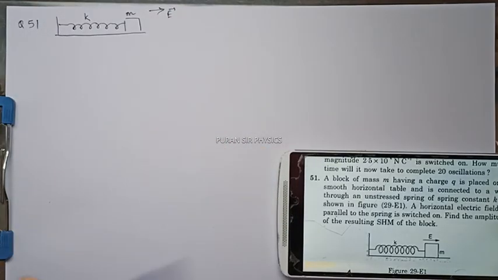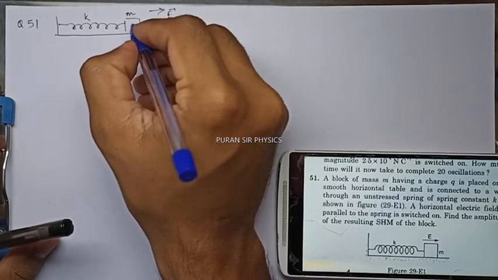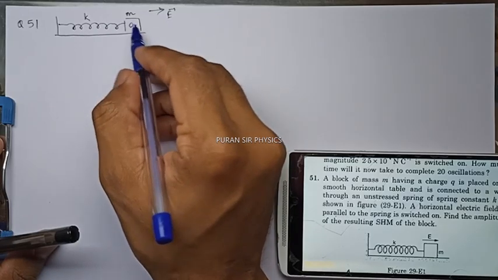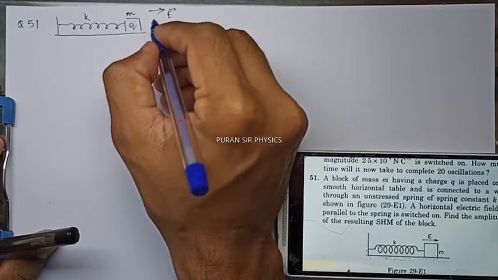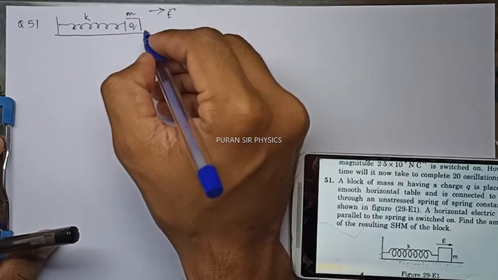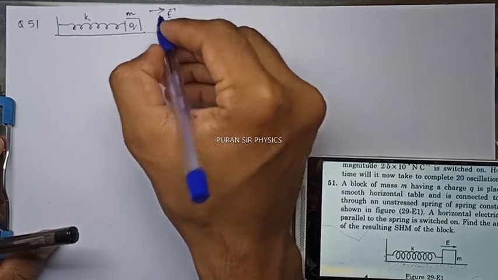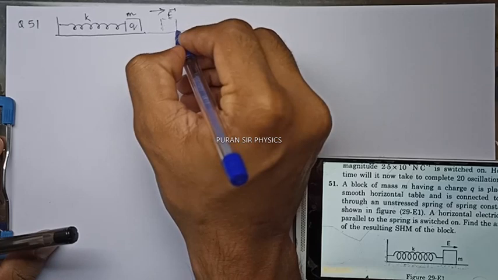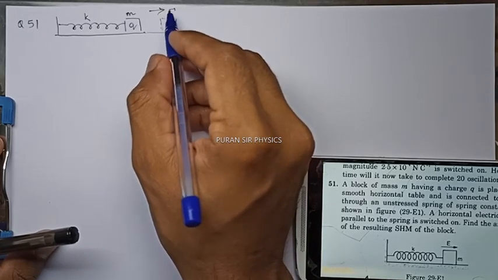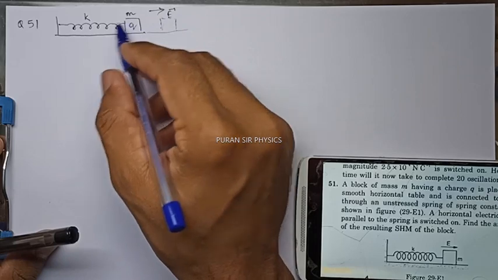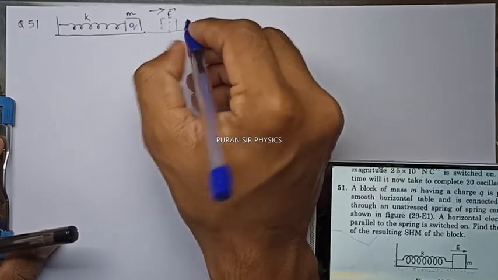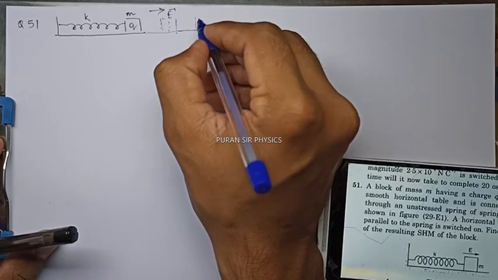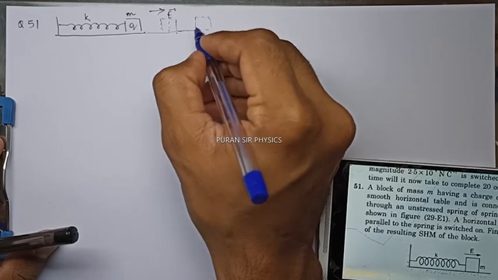So what happens? Due to this electric field, and the charge on this block is small q, it will experience a force in the right direction. Due to which this block will move in this direction, and the spring starts to elongate. Suppose in this situation the force due to the electric field balances the spring force, and then your block further moves to the right, and here the velocity is 0.